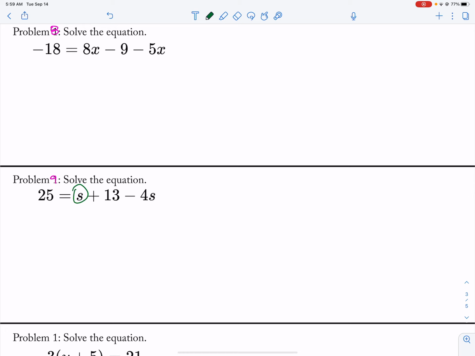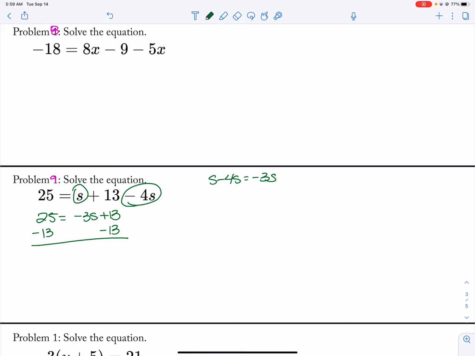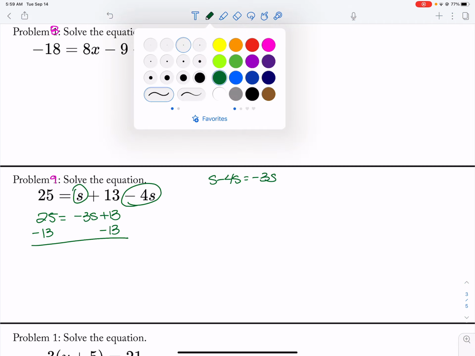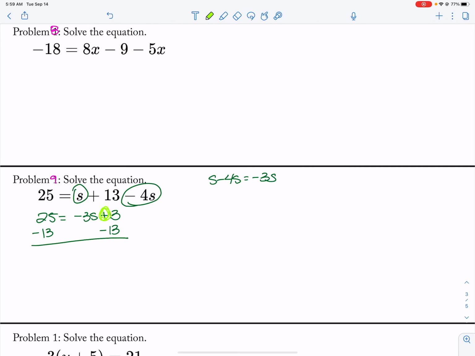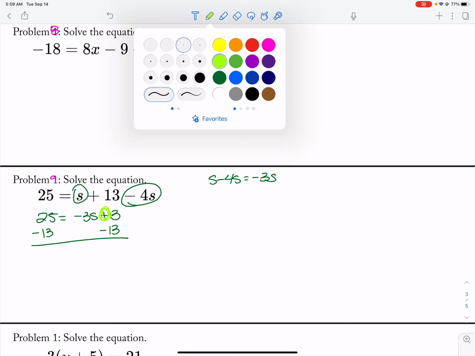So I combine my s's together first. So s minus 4s gives me a -3s. So I have 25 is equal to -3s plus 13. I could have done it the other way around. It doesn't make any difference. I could have put the 13 first. I still subtract 13 because the sign, when you do subtraction or addition, the sign is what's right in front of, just to the left of the number.